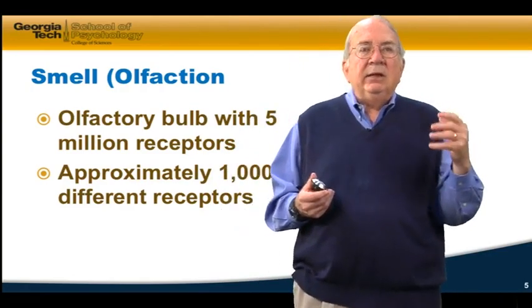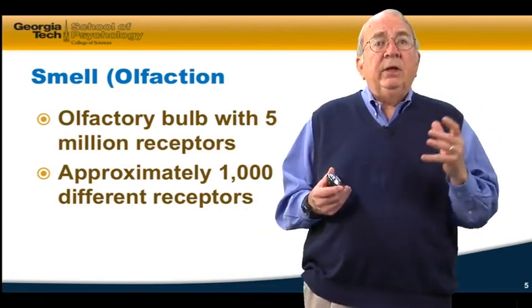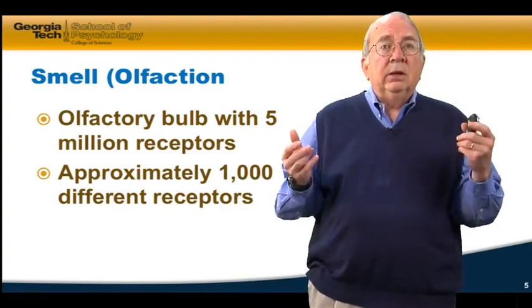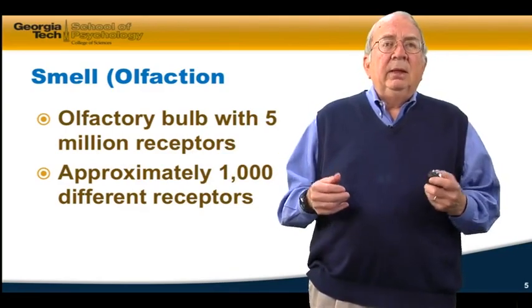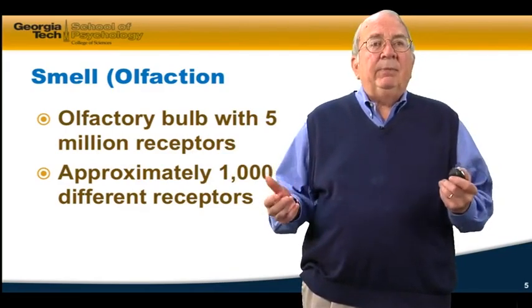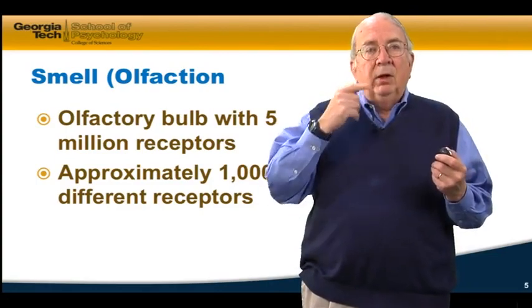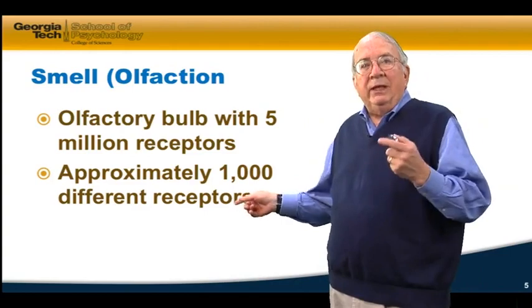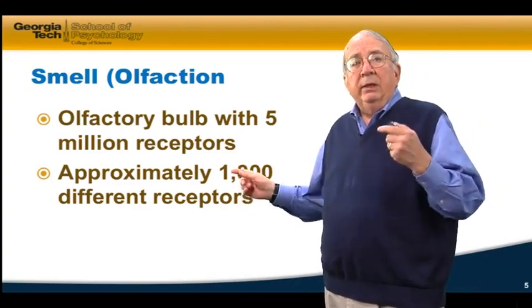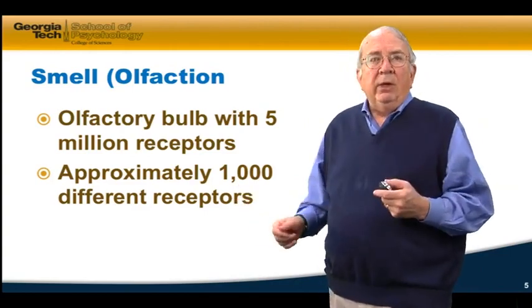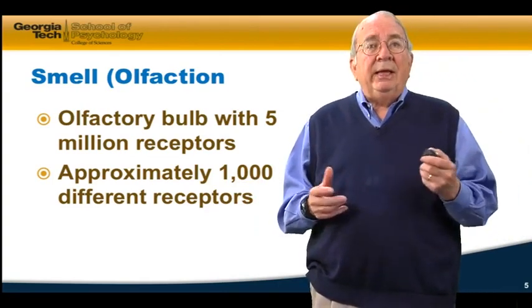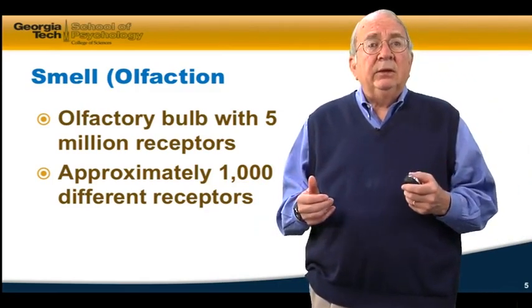And these different kinds of hair cells can detect different chemical molecules producing different odorants and thus different kinds of smell. We estimate there are 5 million receptors located on the olfactory bulb, and there are probably as many as 1,000 different kinds of receptors that detect different kinds of molecules that have different odorants. So we have a very complex ability to detect the chemicals in the air that produce different kinds of smells.